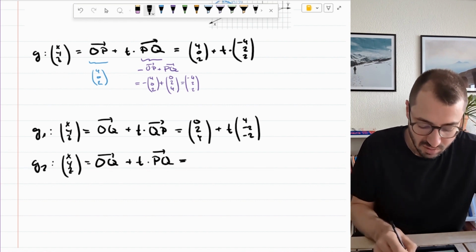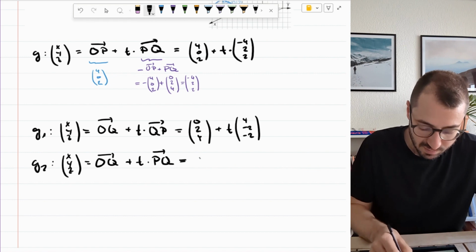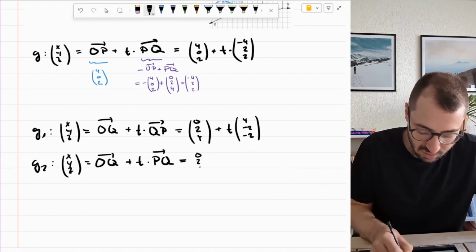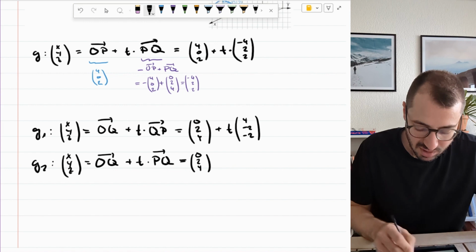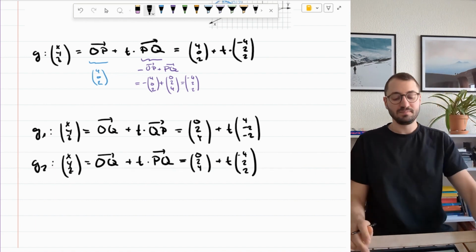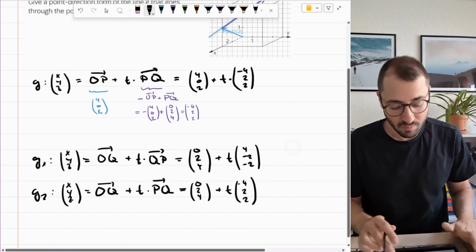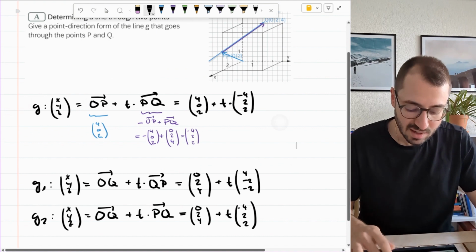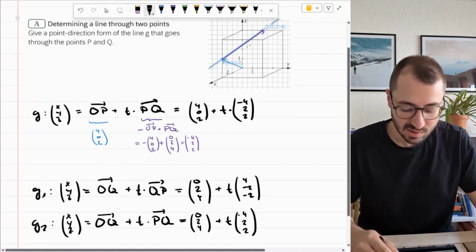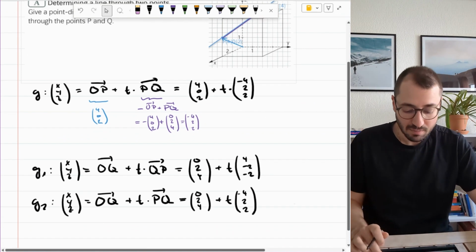Also, this gives you a solution. Plugging in the components, we get the same vector here, 0, 2, 4, and PQ is the one up here, so plus T times 4, minus 4, 2, 2, right? So G, G1, and G2 all describe the same line in space, this line here, but there are 3 different solutions for the same line.